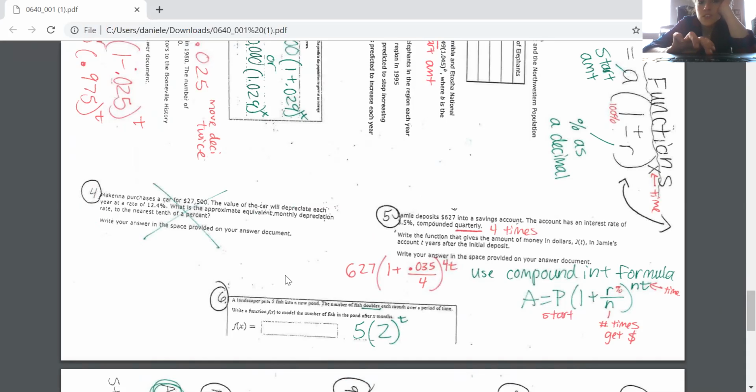Number 6, so this is a special case where my number is doubling. So because that's not a percent, I don't do the whole 1 plus thing.